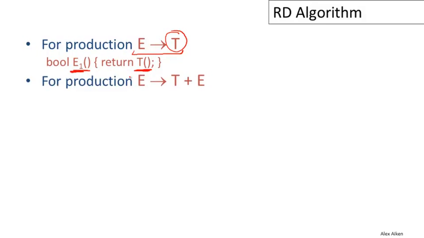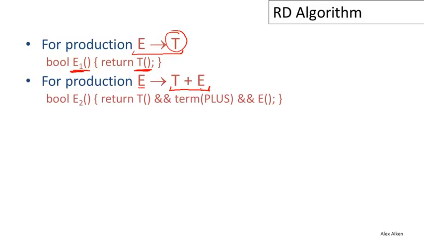And that's all there is to this first production. For the second production, we have a little more work to do. Now E will succeed if T plus E can match some of the input. And how does that work? Well, first, some production of T has to match a portion of the input. After that, we have to find a plus in the input following whatever T matched. And if plus matches, then some production for E has to match some portion of the input. And notice the use of the short-circuiting double AND here. This is actually important.